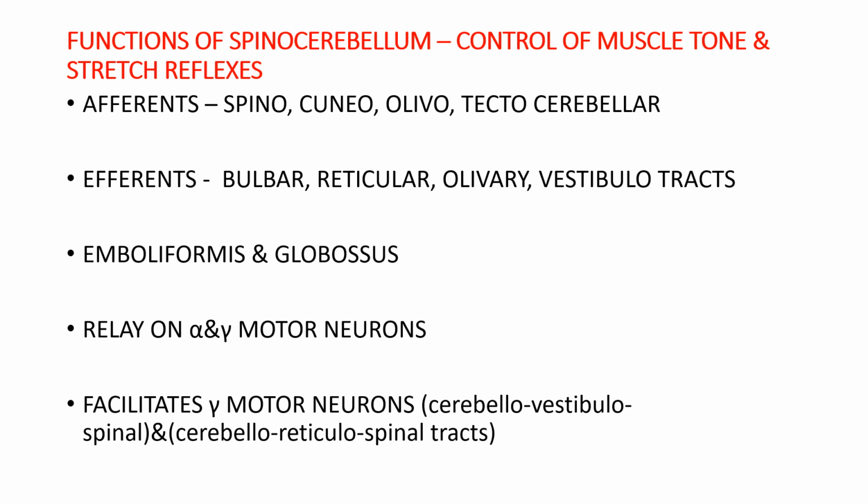Then coming to functions of the spinocerebellum. It is for controlling muscle tone and stretch reflexes. The afferents will come from spino, cuneo, olivo, and tectocerebellar tracts. The efferents will go to bulbar, reticular, olivary, and vestibular nuclei via its tracts. It will work through the emboliformis nucleus and globosus nucleus. Both together are called nucleus interpositus.